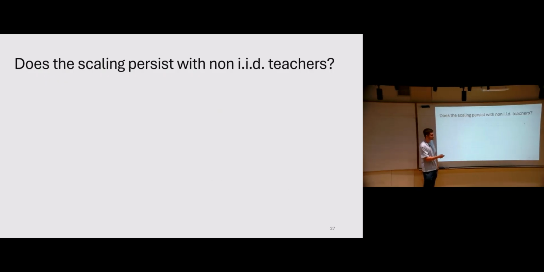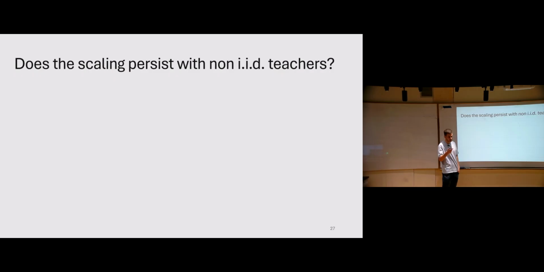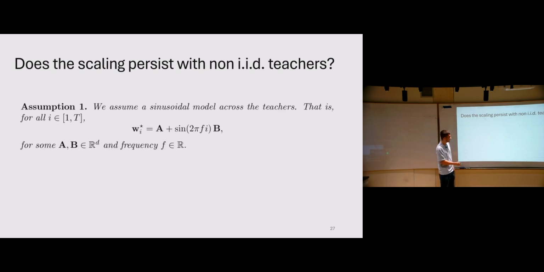So initially we had this very general expression which was very dependent on the teacher setup, right? It could accommodate any teacher setup, but we had to make the simplified analysis of the i.i.d. teacher case. So what happens if we don't assume the i.i.d. teacher? I want to present a simple counterexample to the scaling that we found. We assume a sinusoidal model over the teachers, that is the teacher equals a plus sinus of 2 pi f i times b, where a and b are vectors, and f is some frequency.